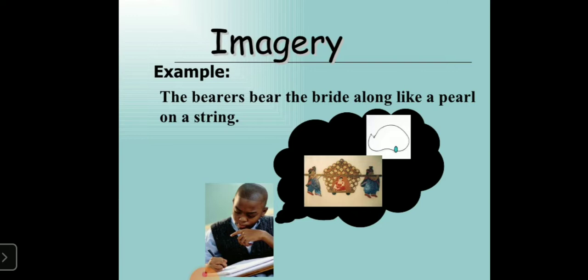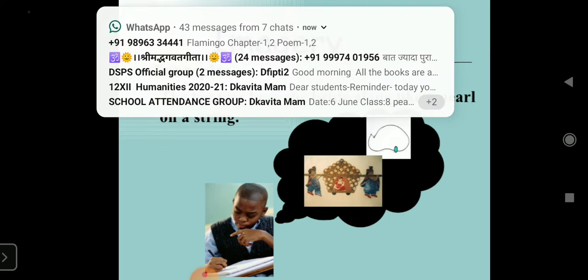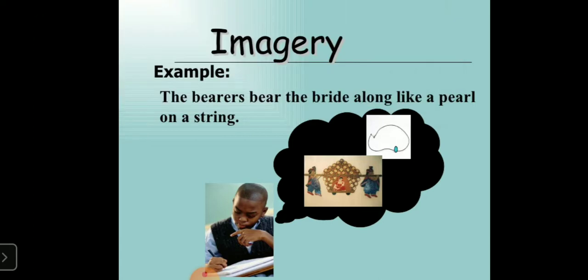The bearers means these two persons who are holding this chariot or dolly for a bride, and they are bearing the bride along like a pearl. They are taking her up as a pearl on a string, right? They feel the bride as soft, as light as a pearl. So while he reads out this sentence, a picture is created in the mind of the person.